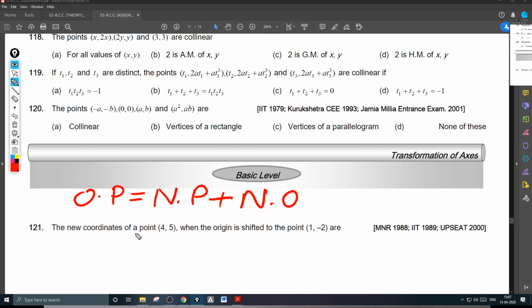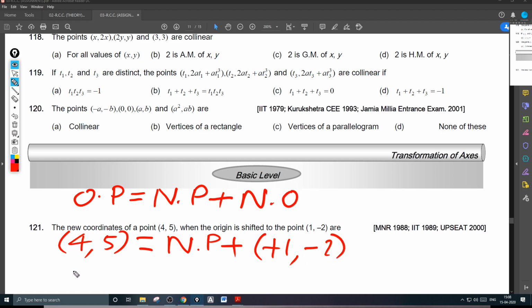What is the original point? The new coordinates of a point, this is nothing but the original point. 4 comma 5 is equal to new point plus new origin. When the origin is shifted to the point 1 comma minus 2, new point is to be found out. New origin is given to be 1 comma minus 2, which implies new point is equal to 4 minus 1, 3, 5 plus 2, 7: 3 comma 7. Very simple.